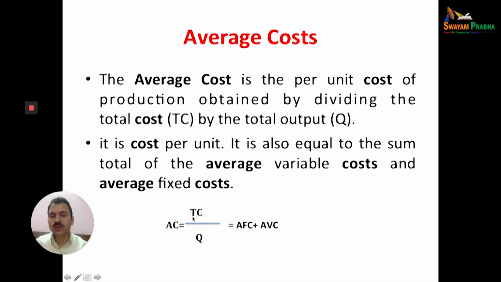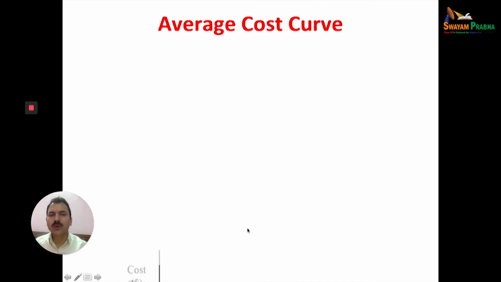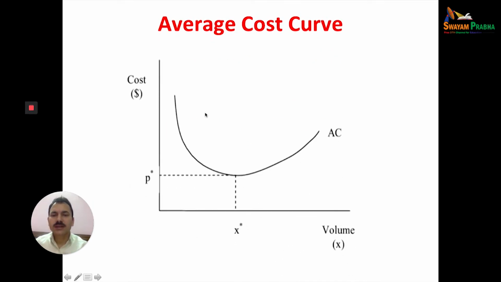T means total, C means cost. Total cost divided by quantity is called average cost, which is equal to AFC plus AVC. This is also equal to average fixed cost plus average variable cost. Now we can explain the average cost with the help of this diagram.